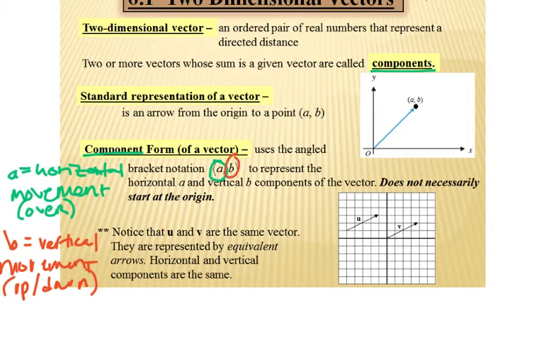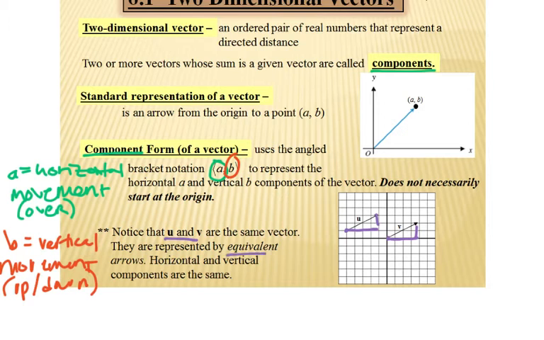This one here, looking at our example, we notice that u and v are the same vector, and they are represented by equivalent arrows. So you go over 4 units and up 2 units in order to get to the end of that arrow, and since that's true for both of them, they are equivalent vectors.